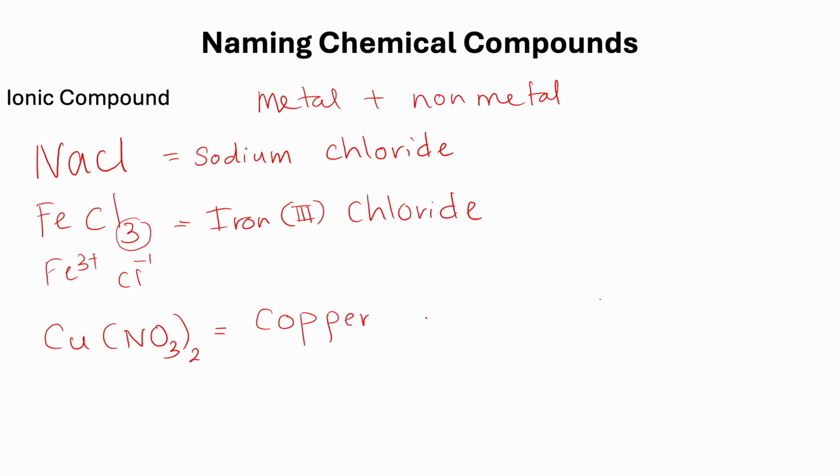Again, copper is in transition metals and it can make 2 different charges, +1 and +2. Now you have to check what is the charge on copper. We know nitrate is always NO3 -1. So this 2 is coming from copper. So copper is 2+ in this case. So the name of this formula is copper 2 nitrate. When you have polyatomic ions in the formula, you simply write the polyatomic ion's name.